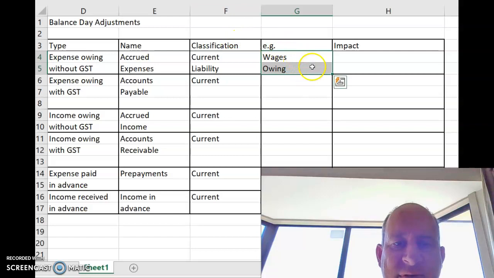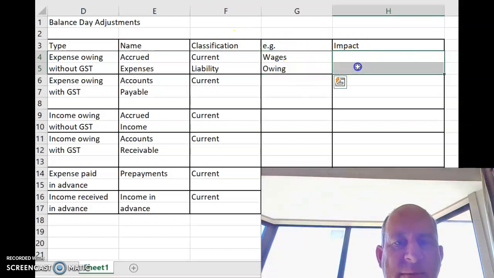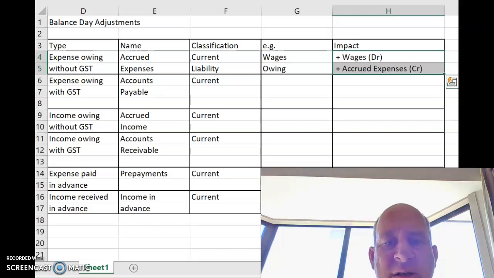Notice that it doesn't have with GST there. And the impact, we write that in as well, is that you're going to add that to wages on the debit side, and you're going to add that to accrued expenses on the credit side because it's a liability. Debit sides are expenses, credit side's liability, so we've got something on both sides.